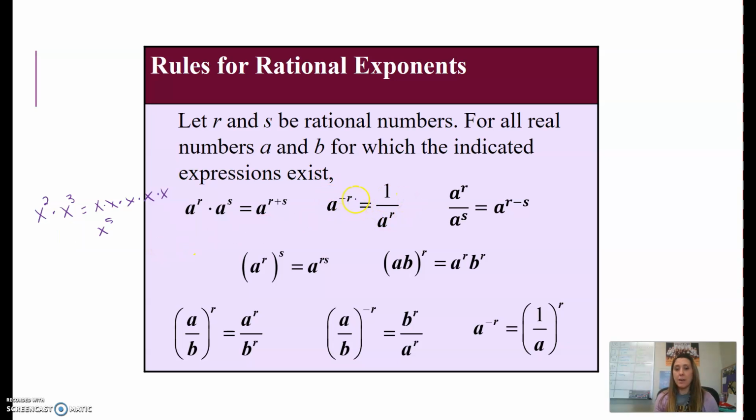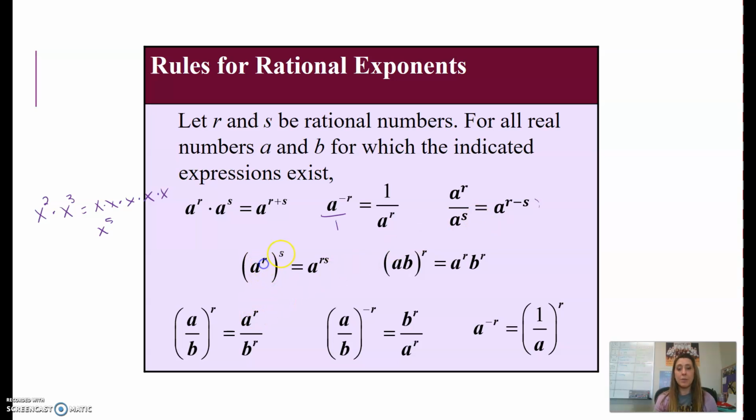This one we learned: when the exponent is negative, we're going to move it down to the denominator if it's in the numerator, because remember, it's over 1. And then here, if I have a to the r over a to the s, since we're dividing, we're going to subtract those exponents. So when we multiply, we add. When we divide, we subtract.